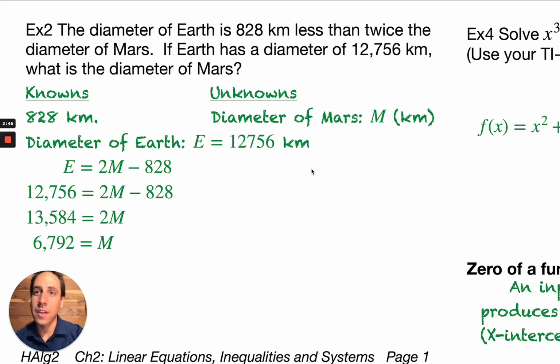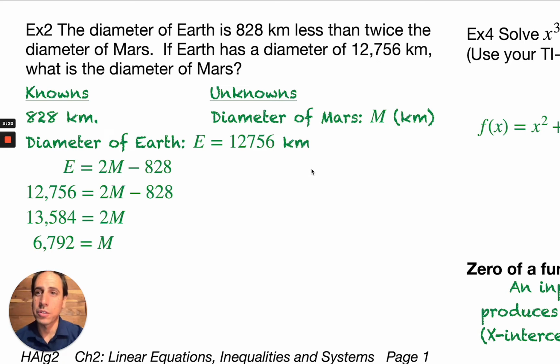Example 2, the diameter of Earth is 828 kilometers less than twice the diameter of Mars. If Earth has a diameter of 12,756 kilometers, what is the diameter of Mars? Well, first thing you can do is write down the things that you know. We know it's 828 kilometers, and it's less than twice the diameter of Mars. That's the first number you can write down. Then the diameter of Earth, we'll call that E, is 12,756 kilometers.